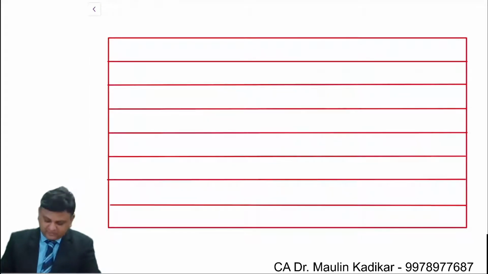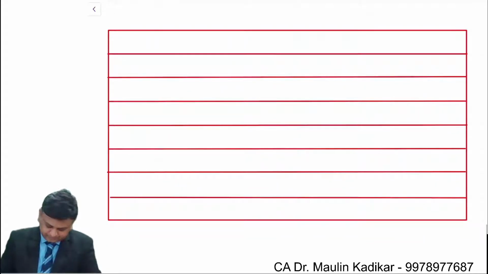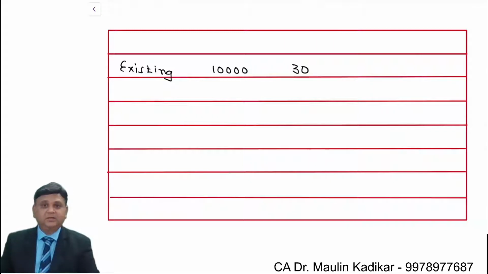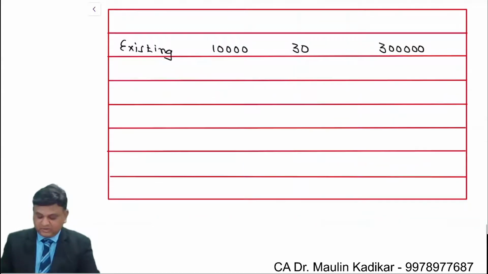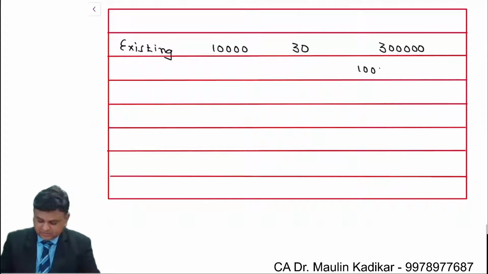So we have been provided with the information like this. Existing number of shares are given, 10,000. Market price of the share is 30. It means that the market value is 3 lakhs, that is 10,000 equity shares into 30 rupees per share.